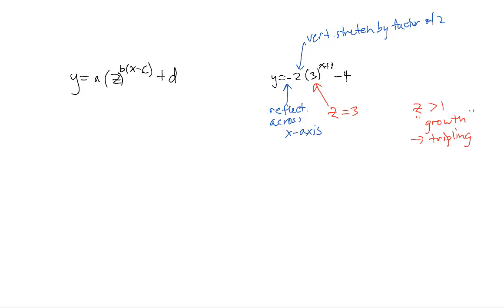This plus 1, though, is probably the c value, and it probably means a horizontal shift left 1 unit. Finally, this minus 4 is probably a d value. It's a vertical shift down 4 units.